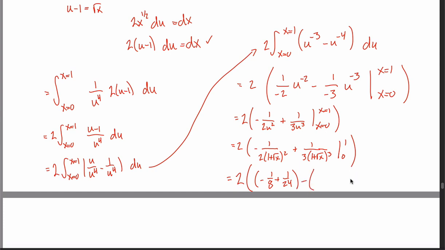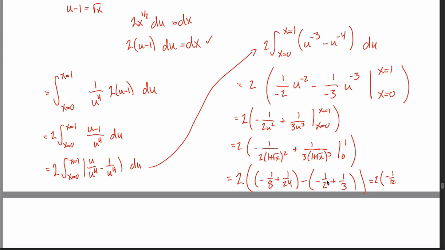And then from that, I want to subtract what I get when I plug in zeros. Square root of 0 is 0. 1 plus 0 is 1. 1 squared is 1. I think this ends up being negative 1/2. Similarly, over here, I end up getting positive 1/3. This is negative 3/24. This is 1/24. So together, they give me negative 2/24. In other words, negative 1/12.